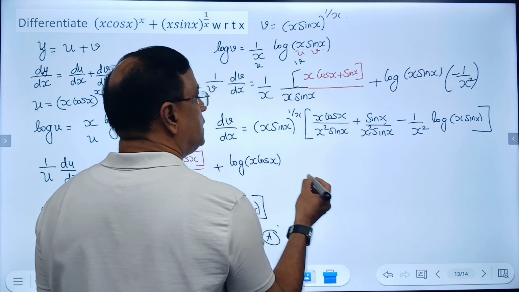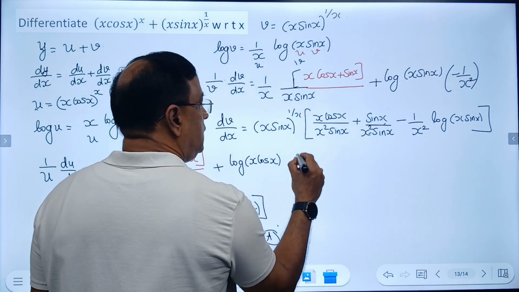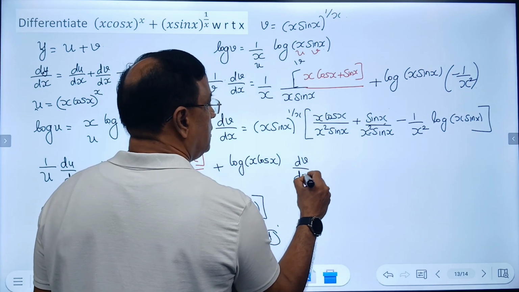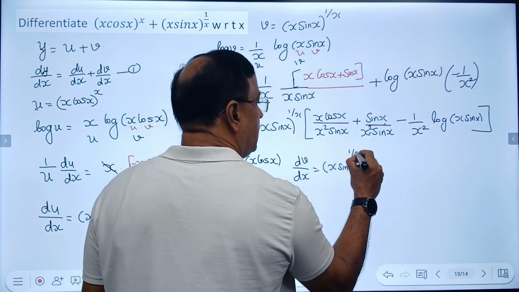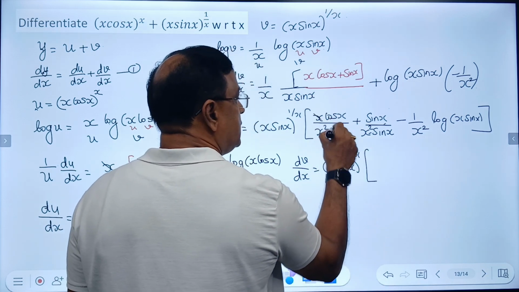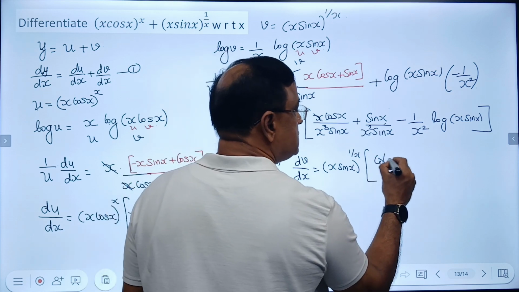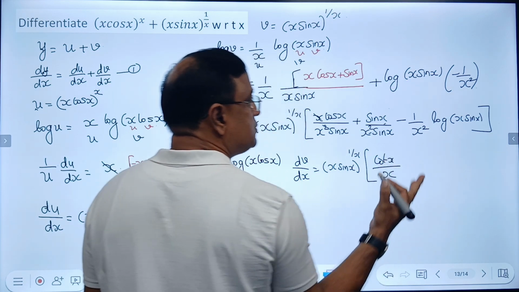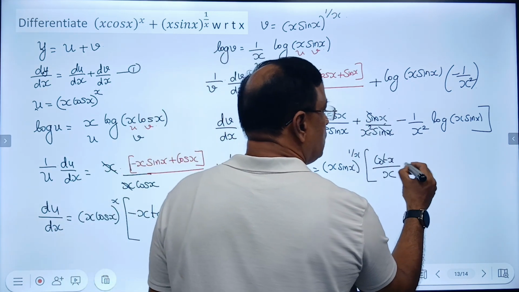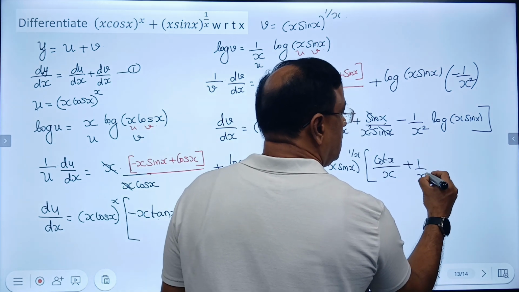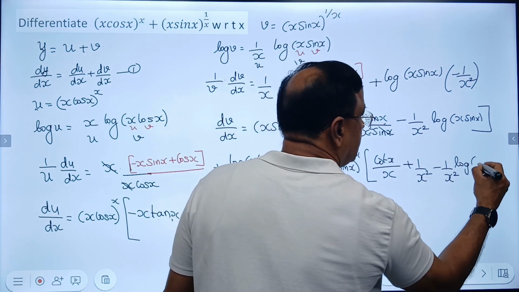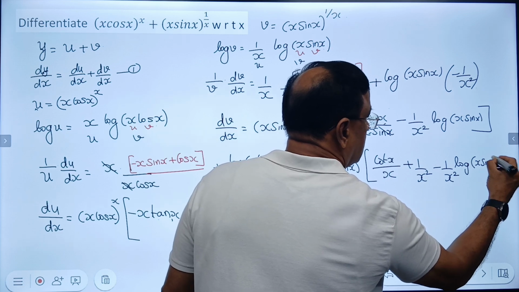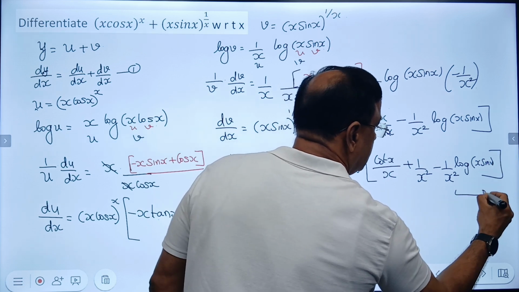Now you can see clearly this is dv by dx will be x sin x, the whole power 1 by x. Here x and x cancels, you get cot x by x. Just simplifying, that's all. Sin and sin cancel, get 1 by x square. This is minus 1 by x square into log of x sin x. Correct? So call this as b.